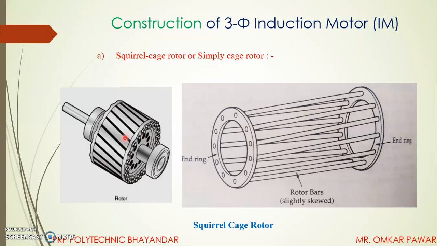and avoid synchronism. Synchronism means the speed at which, if we supply three-phase supply to the stator winding, it creates a magnetic field. That magnetic field rotates at a particular speed. That speed we call the synchronous speed. In order to avoid the rotor starting to rotate at that speed of the magnetic field, we make the conductors slightly skewed in shape.